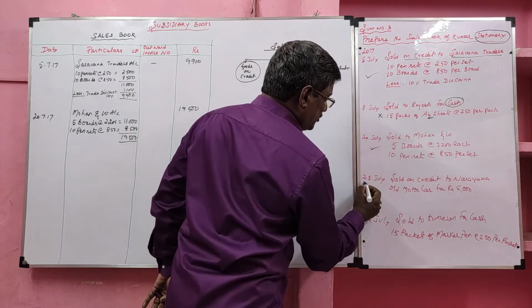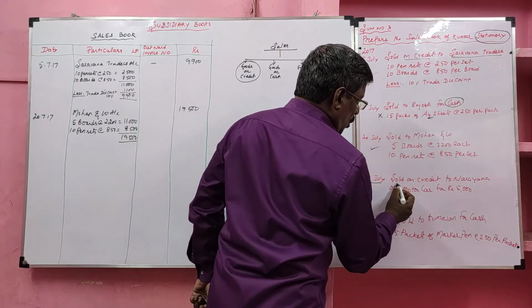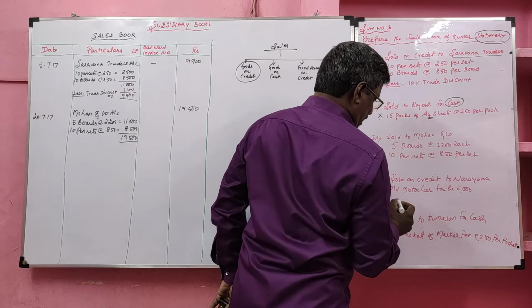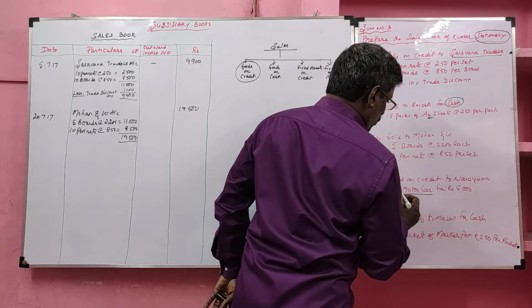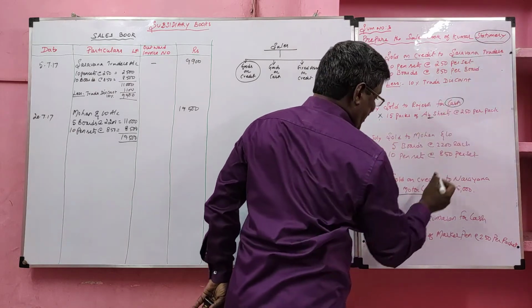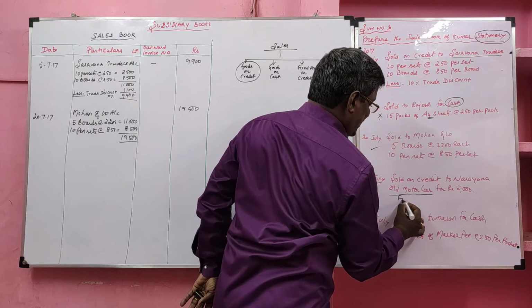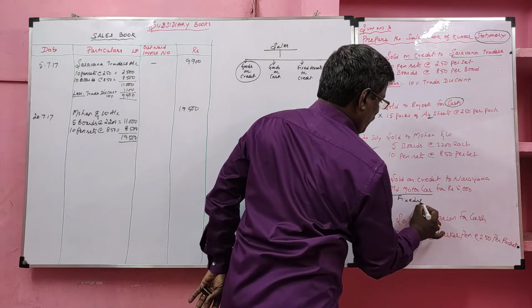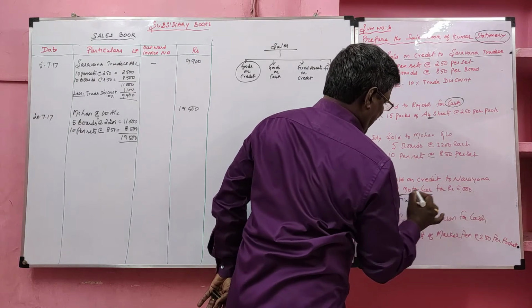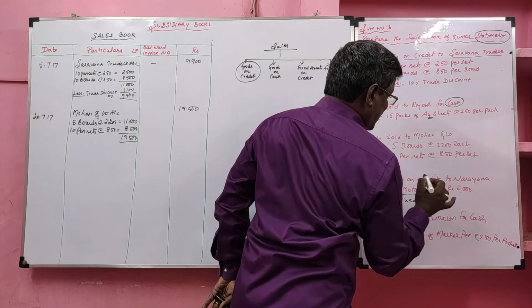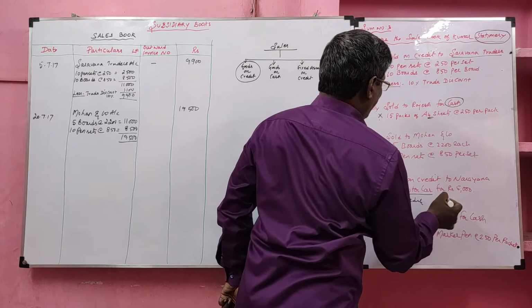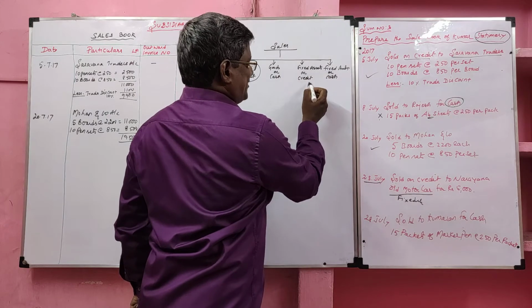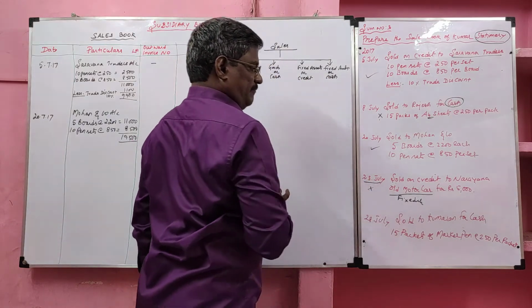Then 23rd July, sold on credit to Narayana old motor car. They are dealing with stationery, and they are selling a motor car, so it is a fixed asset. Sold on credit for rupees 5,000. It is a credit sale of fixed asset, so it will not come.